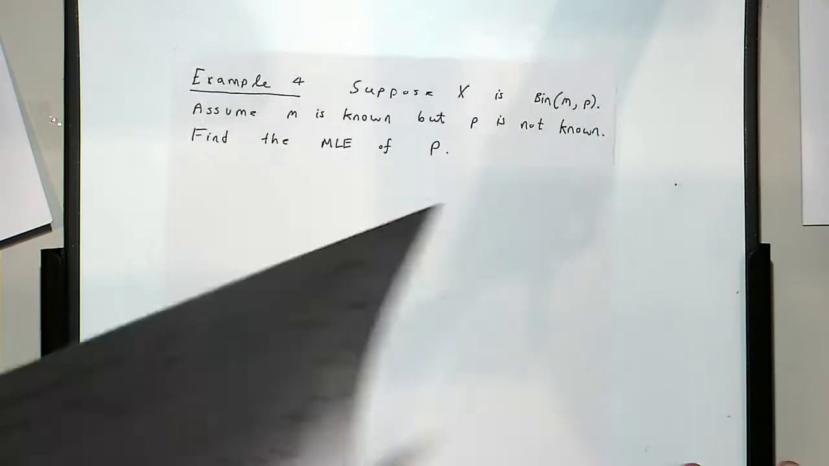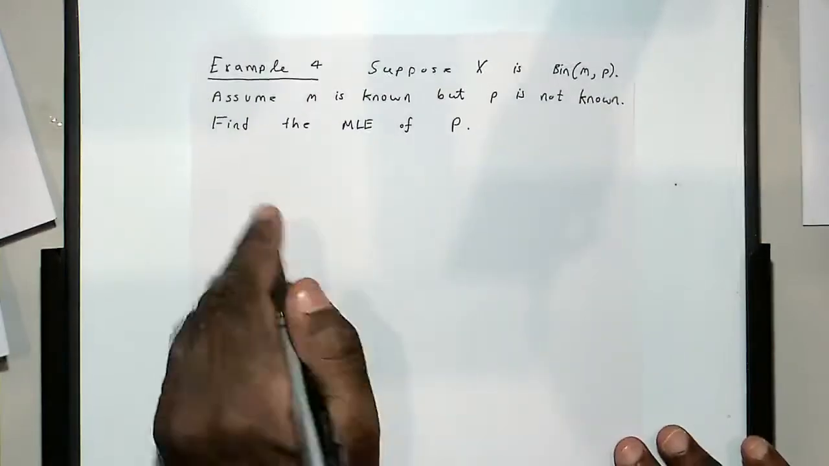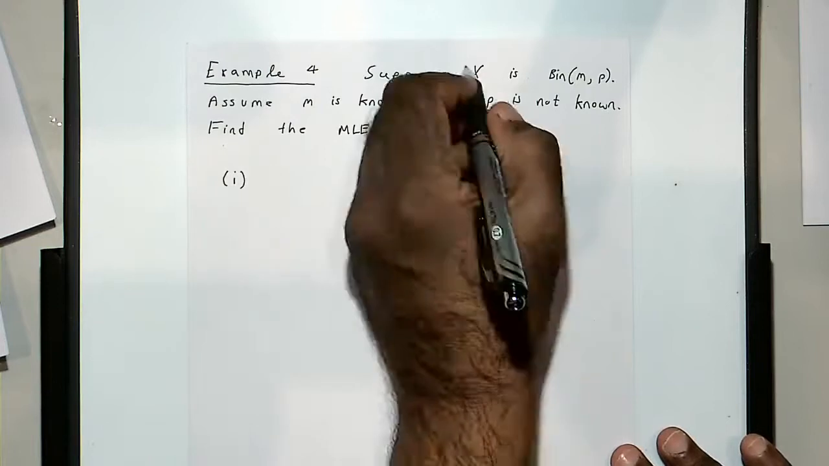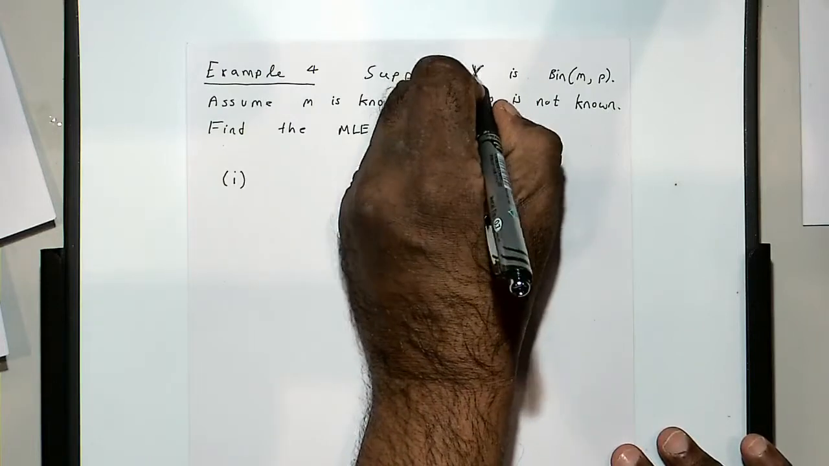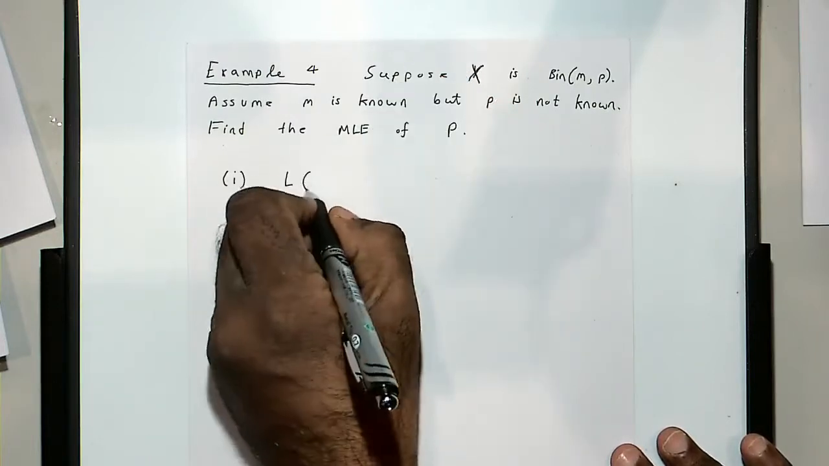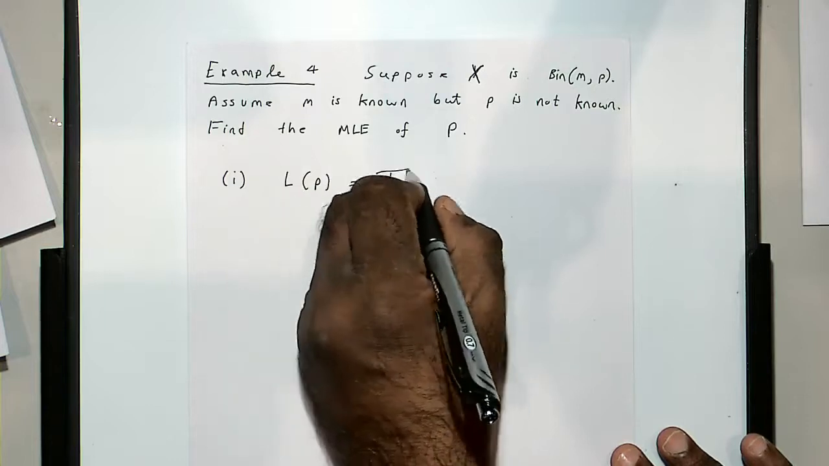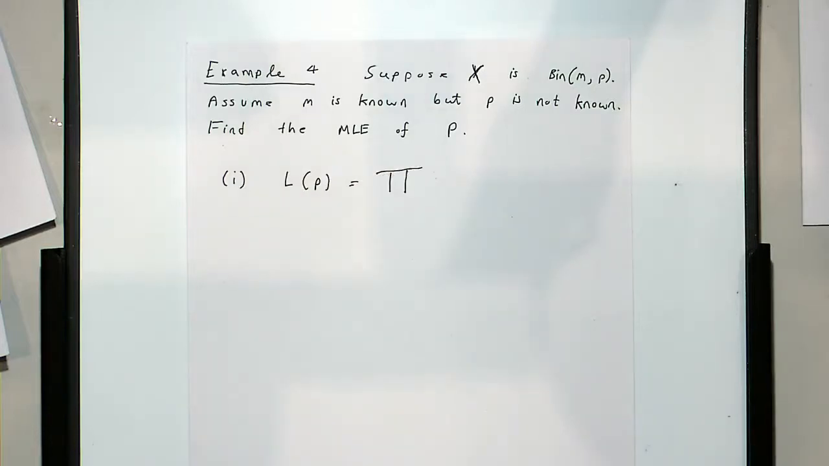Okay, so now the first part, because we have only one data point, the likelihood for p is going to be the product. Okay, let me show you, just a minute. Let me show you the procedure.